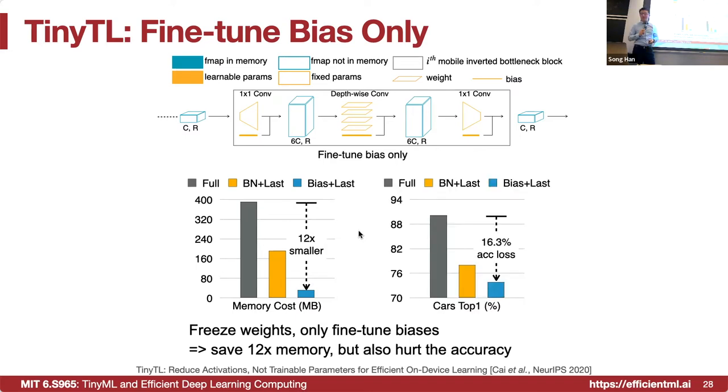But you may guess, how does it hurt the accuracy? Of course, there's a significant drop of accuracy, a 16.3% loss of accuracy on this dataset. It's better than fine-tuning the last layer, but still worse than fine-tuning the batch normalization plus the last layer. And so how do we fix that?